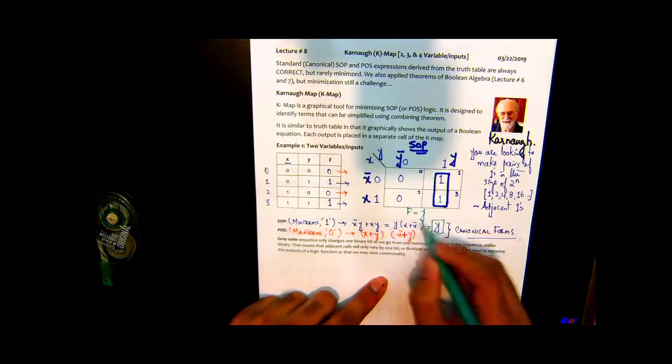Whereas we got the same expression using the SOP here, but we had to apply some Boolean algebra rules and laws in order to get this y right here. Whereas for the kmap, you don't really have to do that. So it's a quicker way of getting the simplified expression.